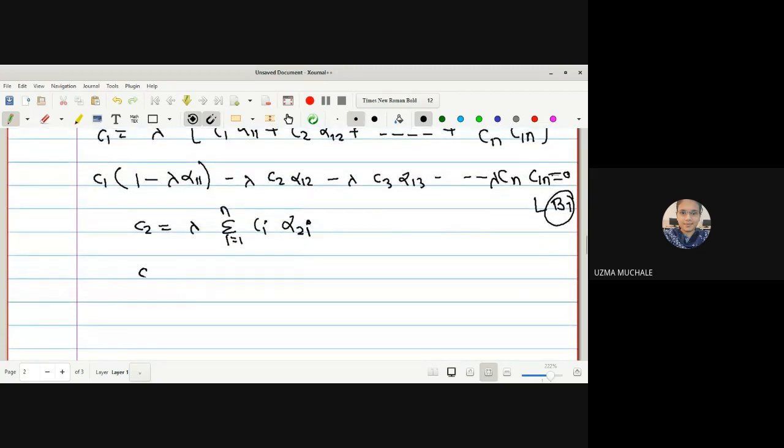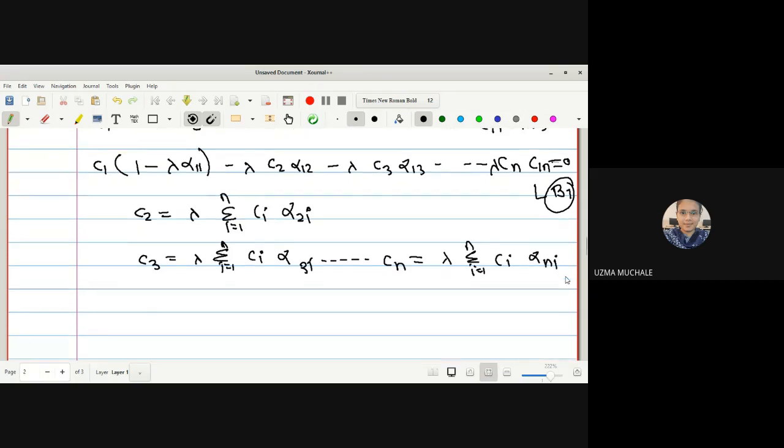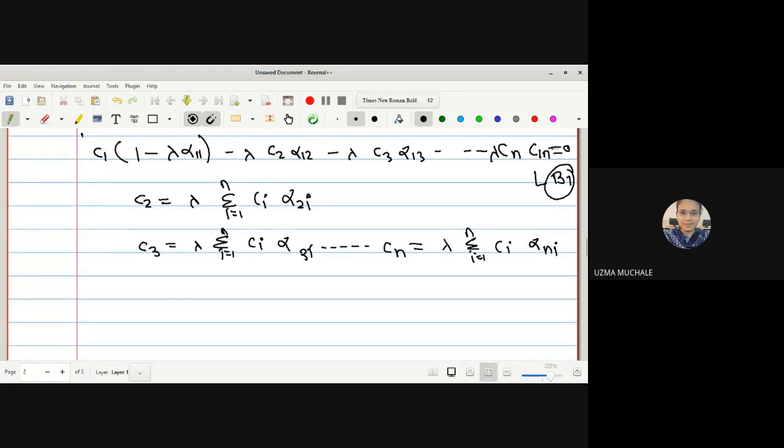What will be our next equation? C3 is equal to lambda summation over i runs from 1 to n ci alpha 3i. And in this way, the last equation can be Cn is equal to lambda summation over i runs from 1 to n ci alpha ni. And whatever the equation b1 we have obtained, now at least you can answer this. What will be b2?